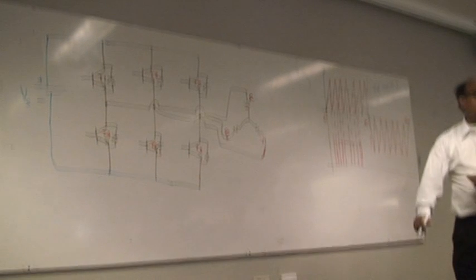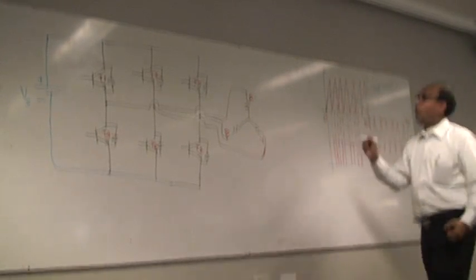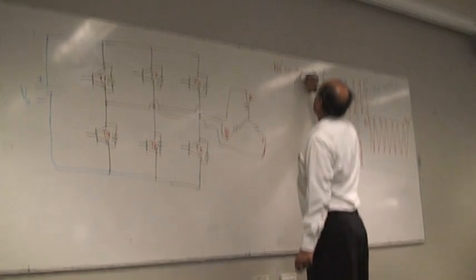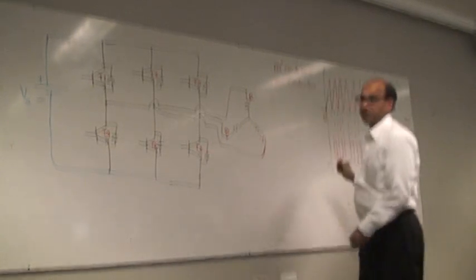Now in case of 3-phase, there are two types of modes for controlling the transistors. One is known as 180 degree conduction. Another is called 120 degree conduction. Of course, this is the crude version. Actually you have to go for PWM, so even within 180 degrees you will have lots of pulses.